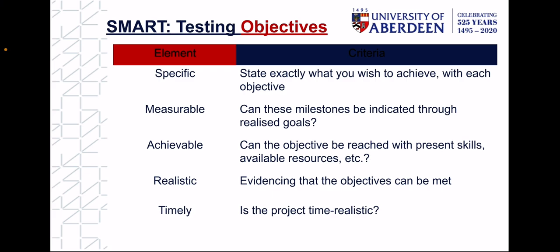So I think with specific, right, this implies that your objective should describe the result that is desired so that it is well detailed, focused, and well defined. Here, you should state exactly what you wish to achieve with each objective. In terms of measurable, my advice here is it is important that the objective is measurable, as this will help you know when or whether an objective has been achieved. So the kind of question you want to ask yourself here is, can these milestones be indicated through the realized goals?